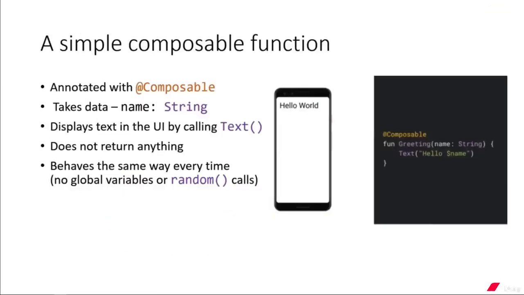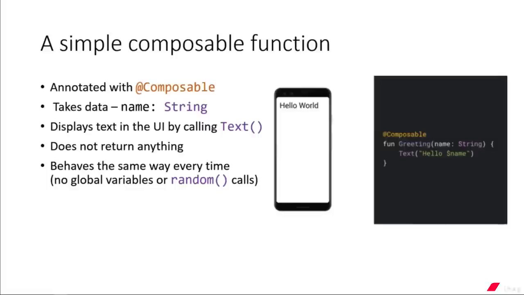A simple composable function. Using Compose, you can build your user interface by defining a set of composable functions that take in data and emit UI elements. A simple example is a Greeting widget, which takes in a string and emits a Text widget which displays a greeting message. A few noteworthy things about this function. The function is annotated with the @Composable annotation. All composable functions must have this annotation. This annotation informs the Compose compiler that this function is intended to convert data into UI.